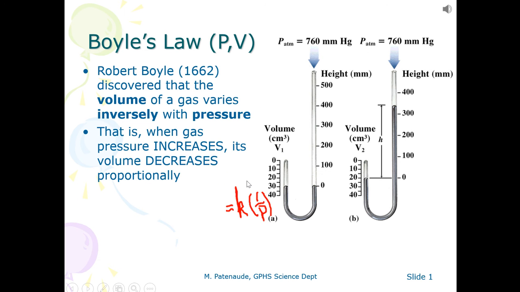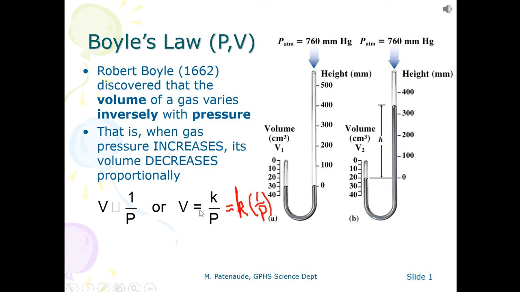Inverse relationships mean that in this case, when the pressure increases, the volume would decrease proportionately. Or if the volume were to increase, the pressure would decrease proportionately. So when one goes up, the other variable drops proportionally by the same amount. Now, mathematically, you can write V is proportional to 1 over P, or you could say P is proportional to 1 over V. It doesn't matter how you write that.